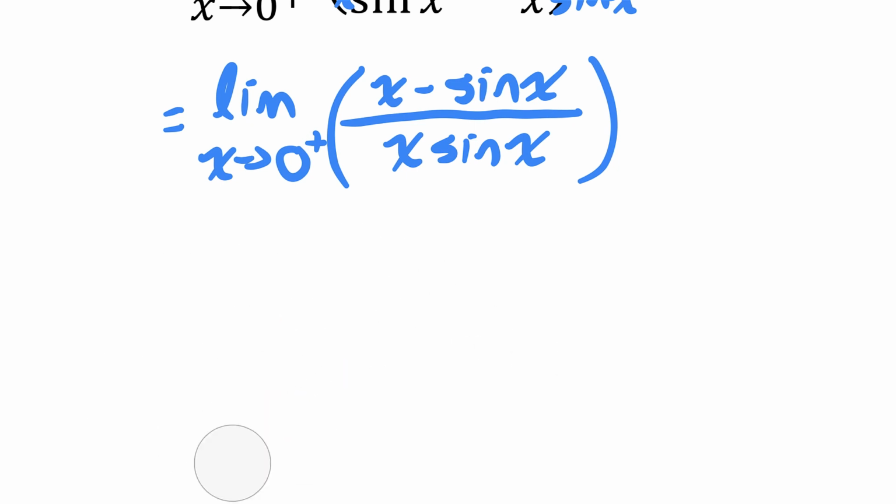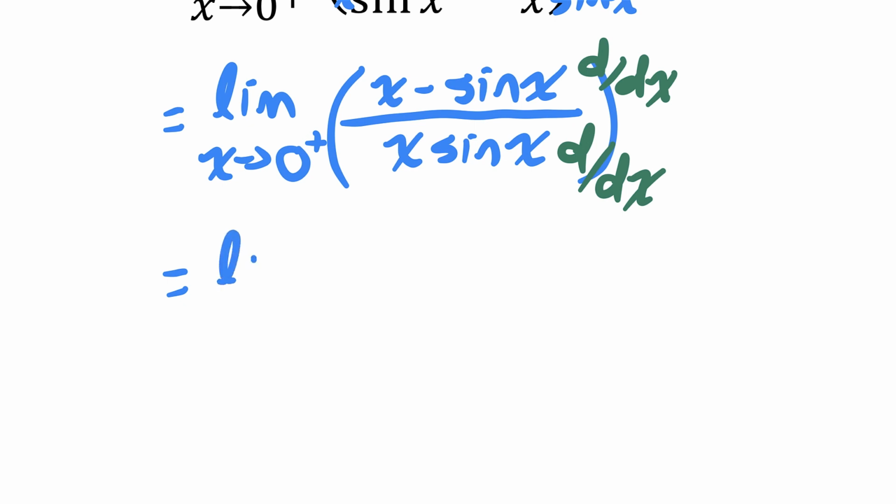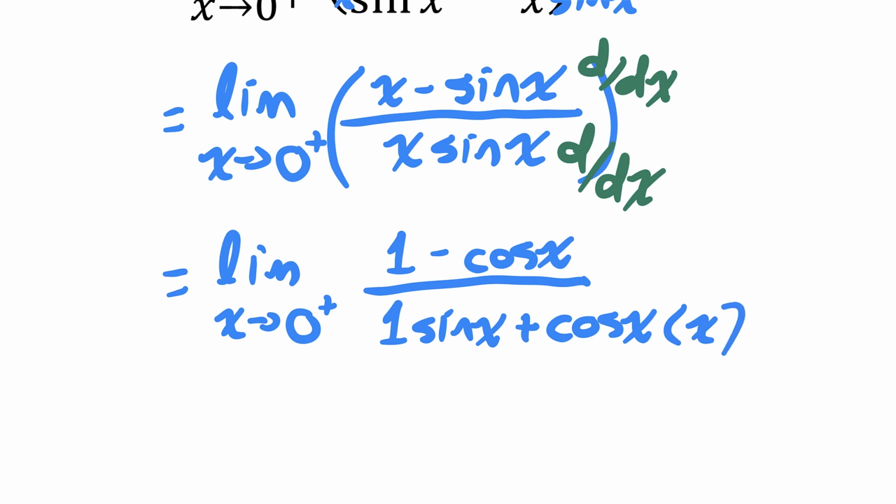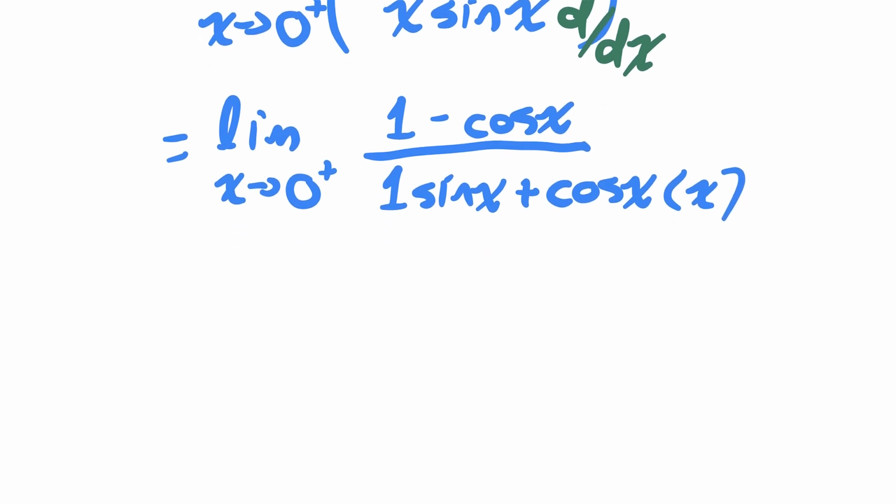So I can erase this direct substitution, and I can try using L'Hopital's rule, which tells me I can differentiate the function in the numerator and the function in the denominator, and the limit will stay equivalent. So I can say this equals the limit as x approaches 0 from the right of 1 minus cos x over the derivative of the function in the denominator. I would need product rule for that. The derivative of x is 1, multiply that by sine x, plus the derivative of sine x is cos x, multiply that by x. And now let's try direct substitution and see what happens.